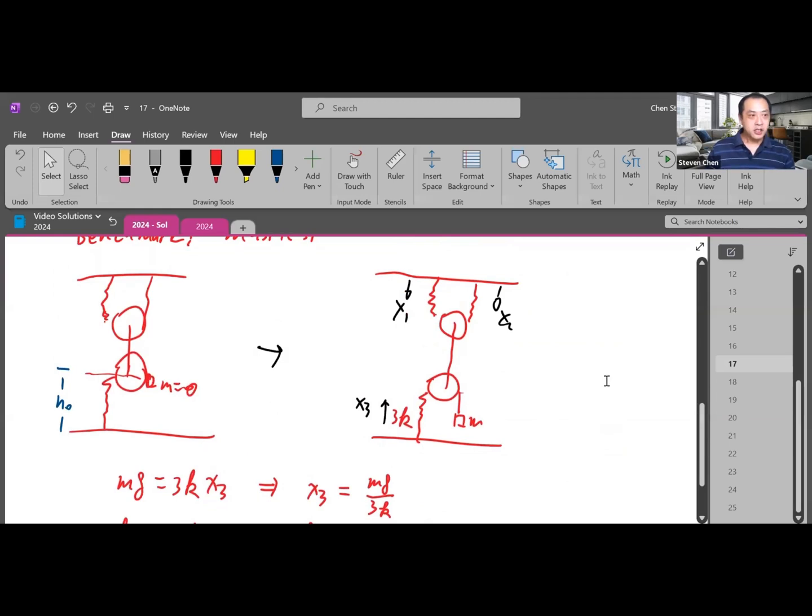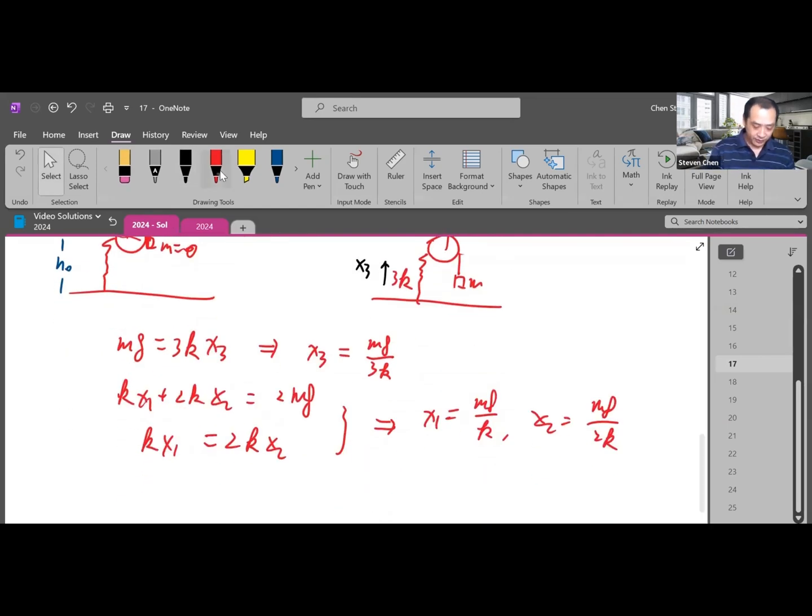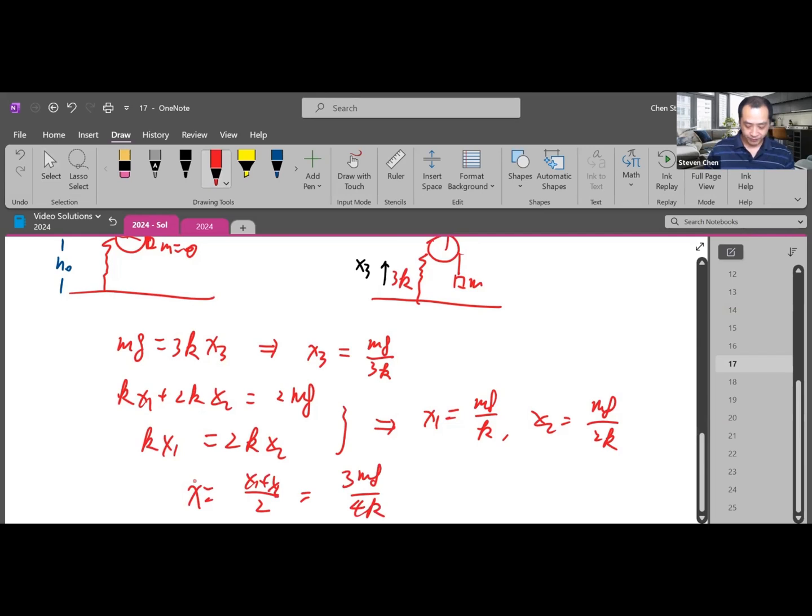Okay. So after calculating the displacement of the upper two springs, we know their joint effect is that they will jointly lower the position of the upper pulley. Let me say the displacement of the center of the upper pulley is x. Then x is equal to the average of x1 plus x2. It is equal to 3mg divided by 4k.